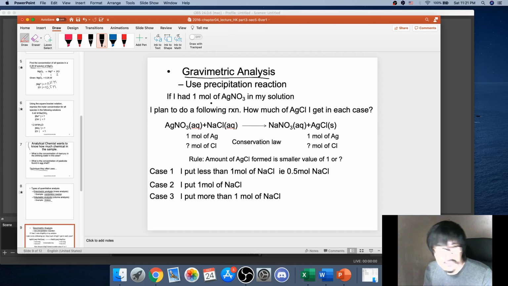Let's say I know that I have AgNO3 in my solution, but I don't know how much is in there. We don't know the actual concentration, but let's assume we have 1 mole of AgNO3 in that solution. Then I'm going to sprinkle table salt, NaCl, into that solution. If I put 0.5 mole of NaCl into that solution, I have 1 mole of this and 0.5 mole of that. Then how much NaNO3 can I form, and how much AgCl can I form? The reaction ratio is 1 to 1 to 1 to 1, right?